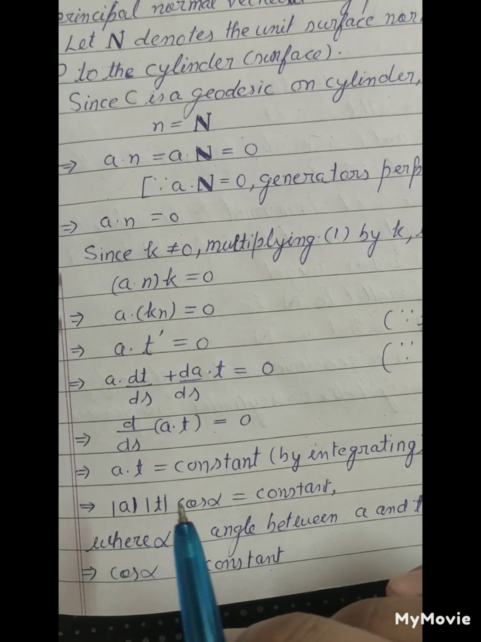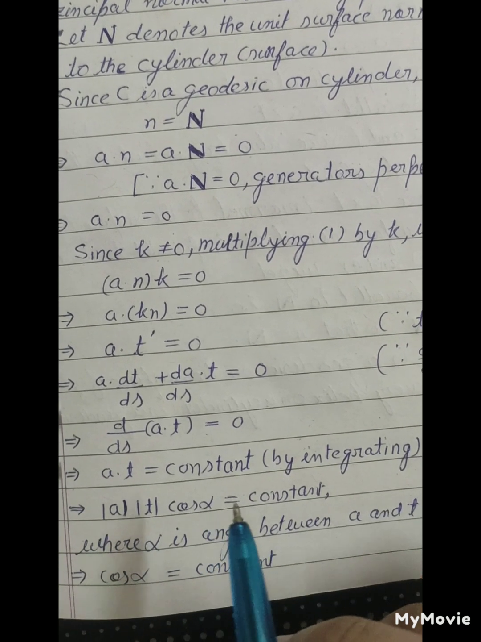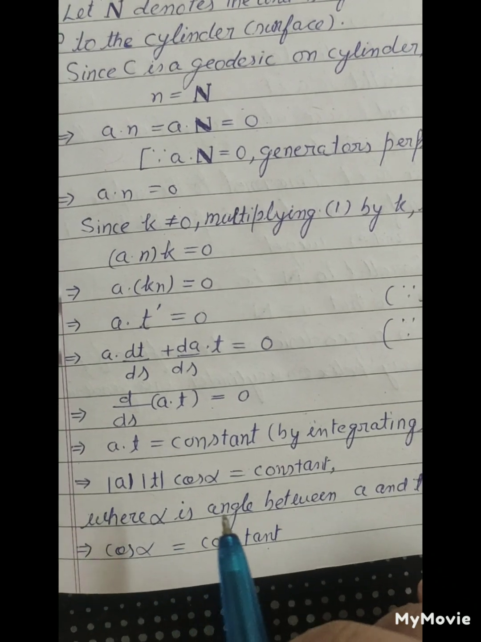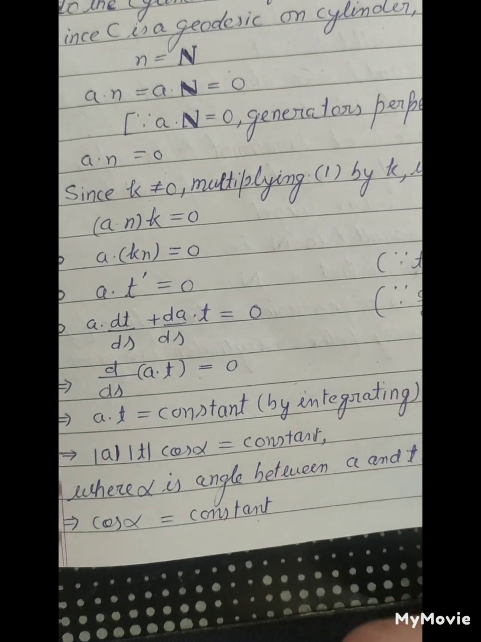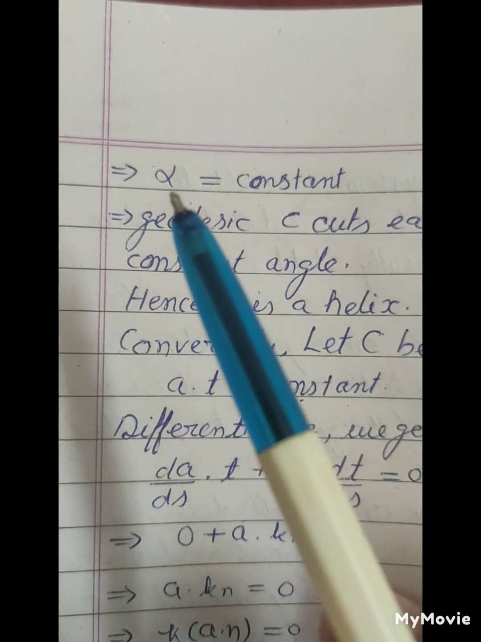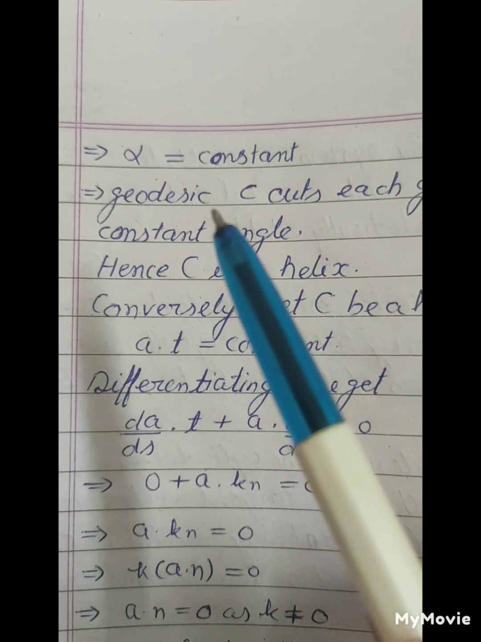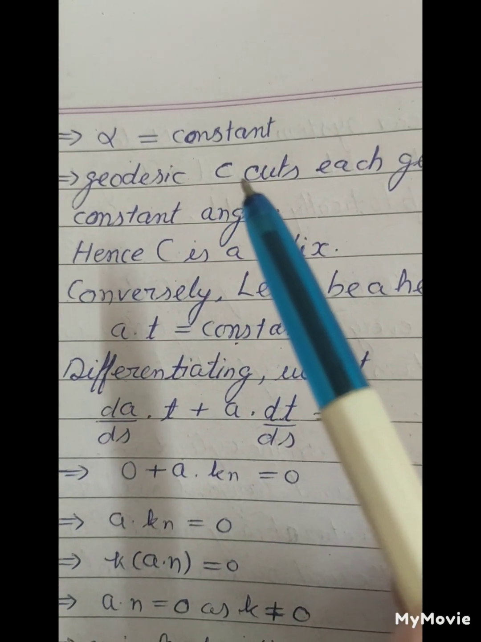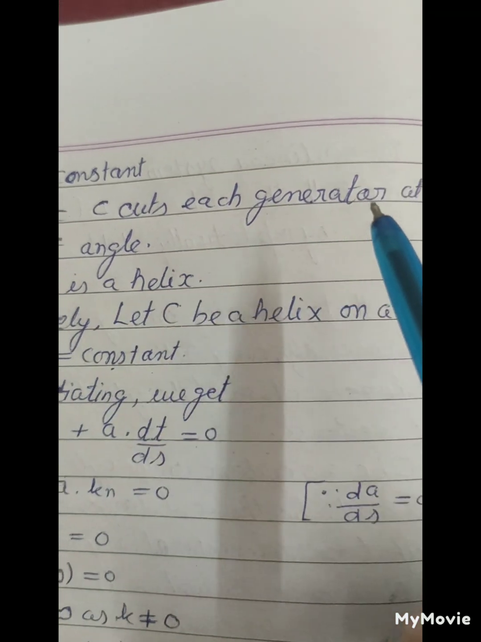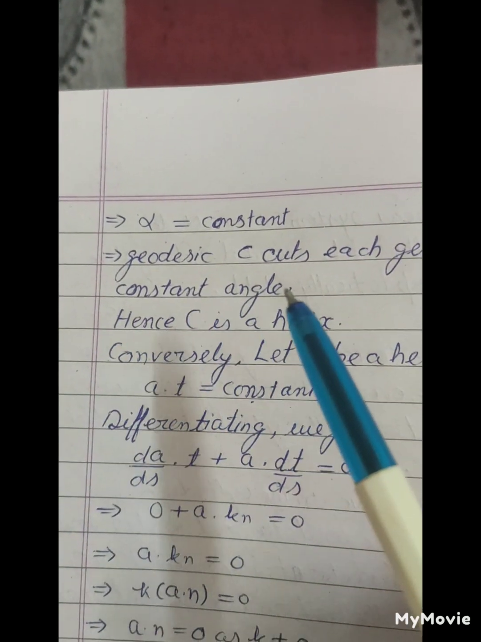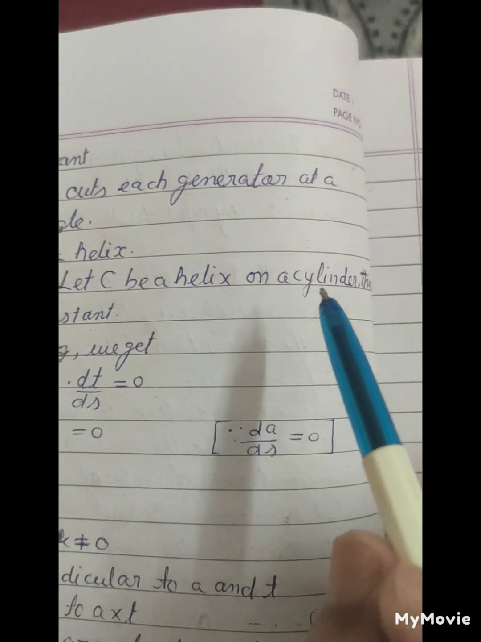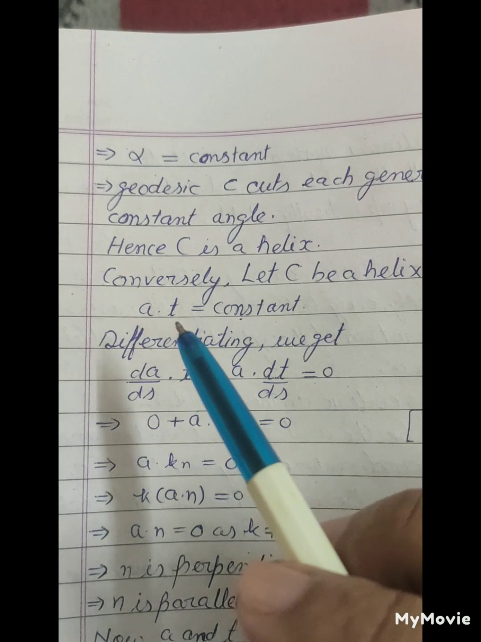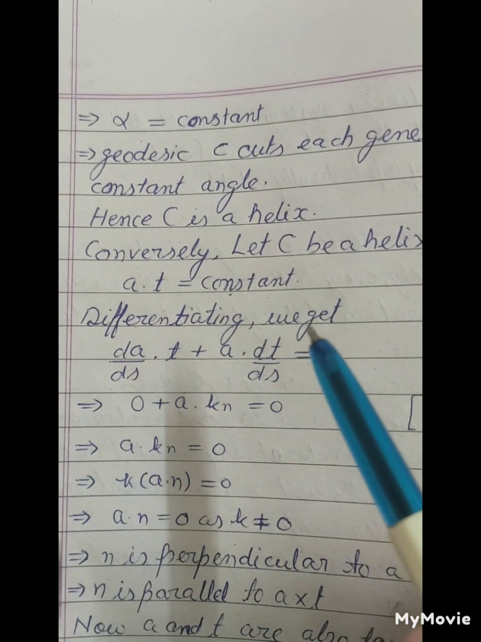Which implies |A||T| cos alpha equals constant, where alpha is the angle between A and T. So cos alpha equals constant, which implies alpha equals constant, which implies the geodesic C cuts each generator at a constant angle, hence C is a helix. Conversely, let C be a helix on a cylinder, then A dot T equals constant.